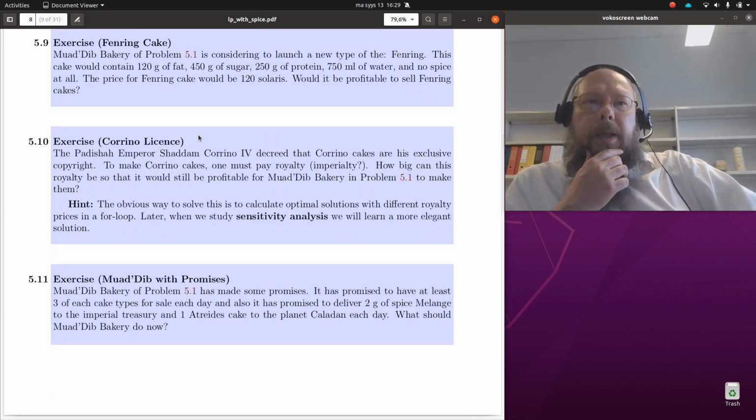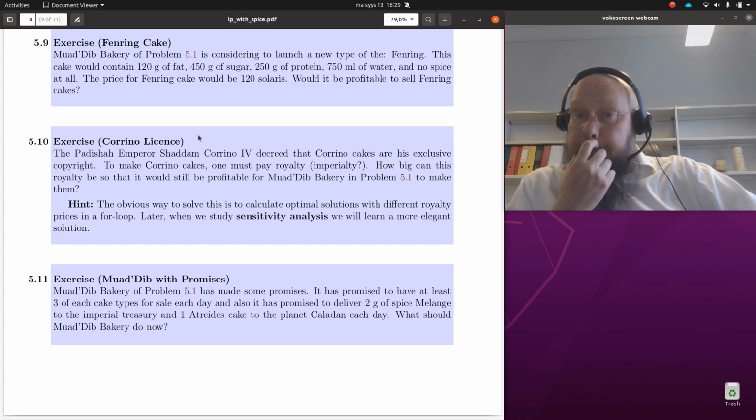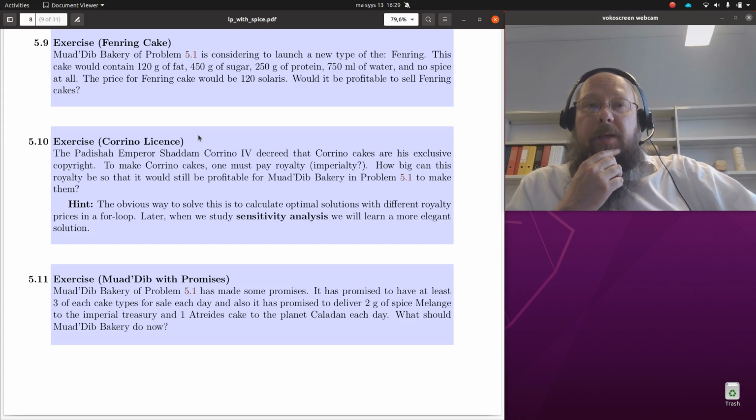Okay, then there is exercise 5.9, called the Fenring cake. So obviously this goes the other direction of the previous one. In the previous one, one of the cakes was removed, so you were not allowed to make Corino cakes. Now it goes the opposite way, so there is a new cake type, Fenring cake. We still have the problem 5.1, but now Muad'Dib bakery is considering, why only 4 cakes? Let's have a 4th type, let's call it Fenring.